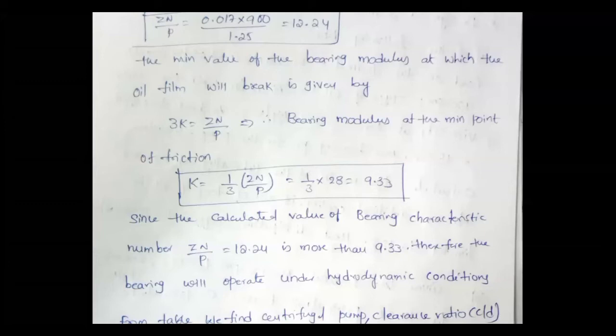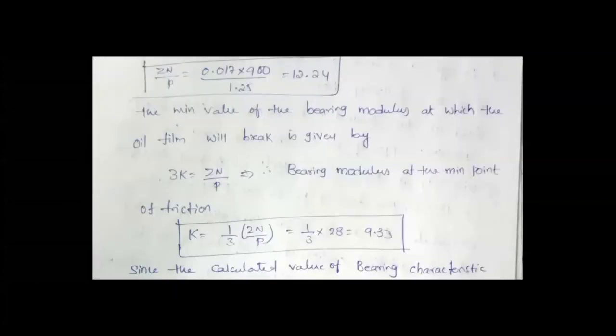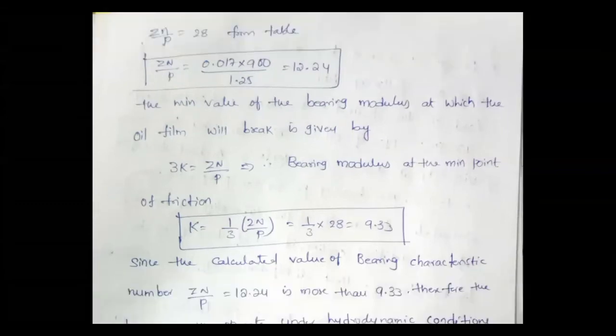Now calculate the Zn by P value. Z is the absolute viscosity, which is 0.017. N is the speed, which is 900. And P is the bearing pressure value, already calculated as 1.25. So these are the parameters we have. Now calculate Zn by P. The Zn by P value is 12.24.